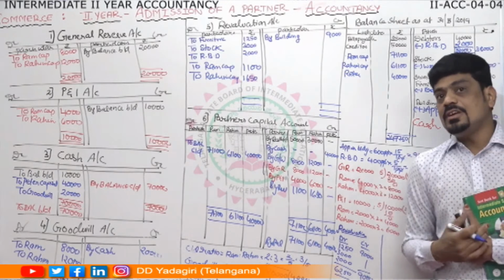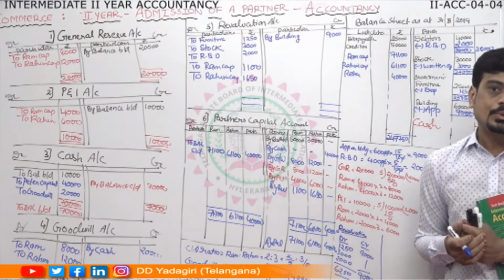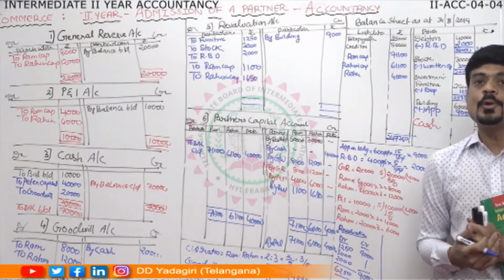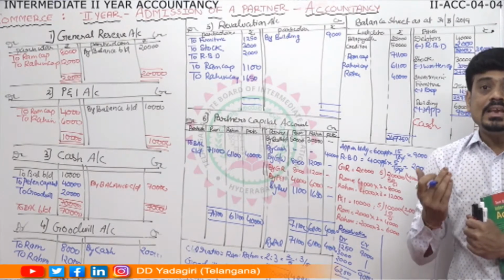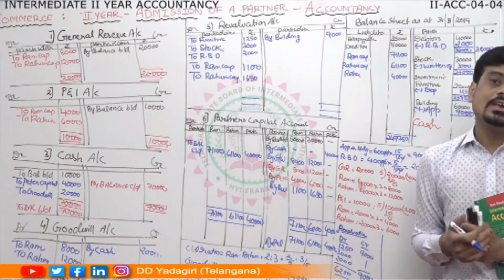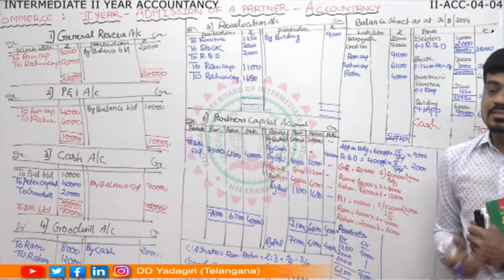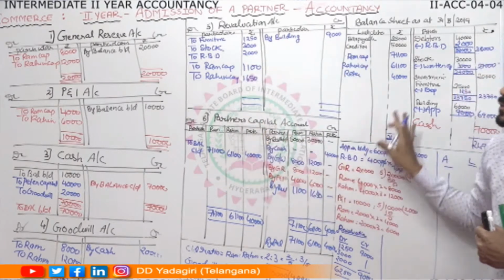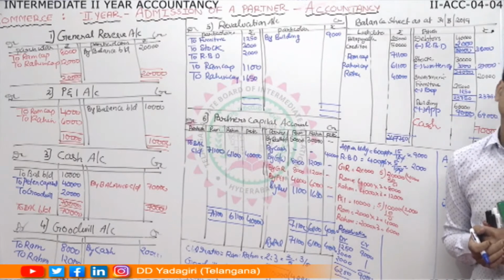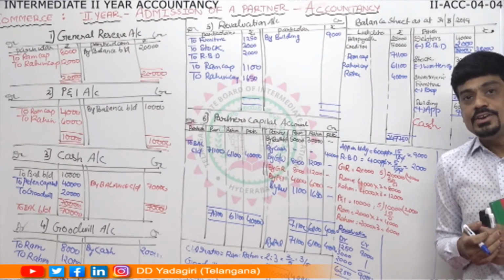In the next session, I am going to teach you where the goodwill is valued. Similarly, one more problem we'll do where goodwill is written off, and one more case we'll see where goodwill is withdrawn by old partners. Like that, in the same pattern, I'm going to show you few more problems from the textbook. So for next session, please keep your textbook ready, dear students.